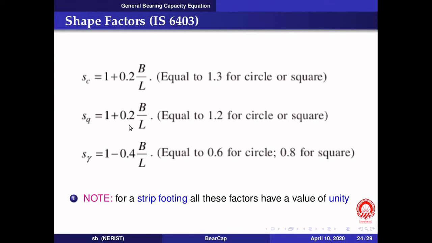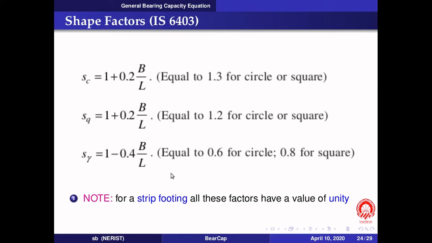Then similarly SQ is also same, but it is equal to 1.2 for circle or square. For rectangular footing it is 1 plus 0.2 B by L. And S gamma is 1 minus 0.4 B by L, and that is equal to 0.6 for circle but 0.8 for square. So these values we need to remember because they don't follow exactly these formulae.